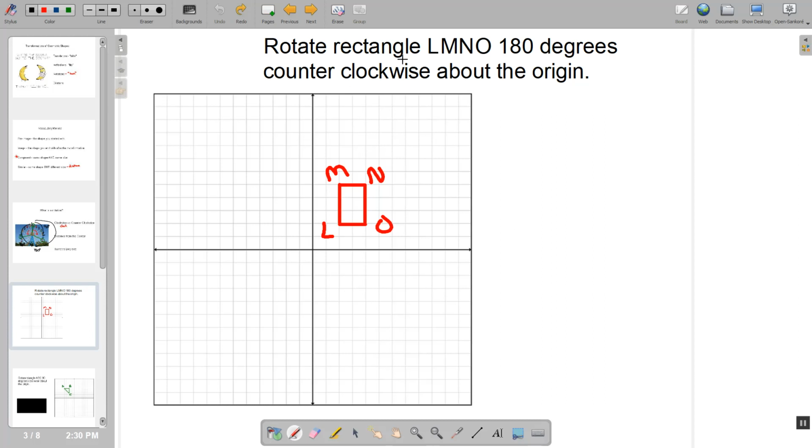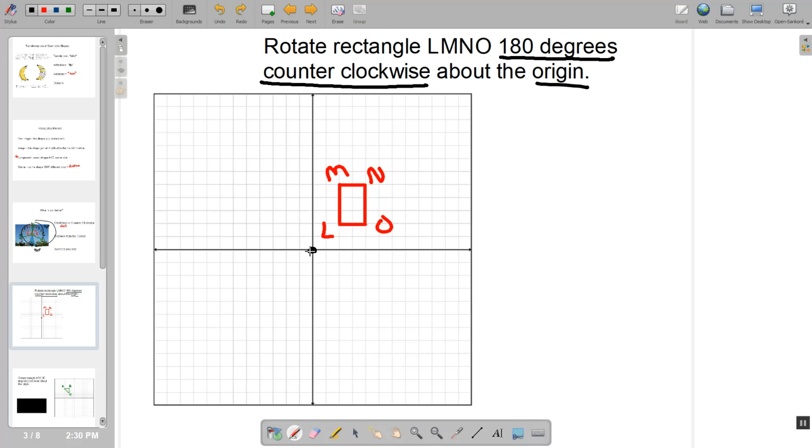So we have a rectangle LMNO, and we want to rotate it 180 degrees counterclockwise about the origin. And the origin is here in the center. So we're rotating from the center. Now, when we are doing this, my recommendation is always take a piece of paper and physically rotate the paper that many degrees. I cannot rotate the paper that many degrees, so in this video we'll have to do other strategies. So here's what I do.